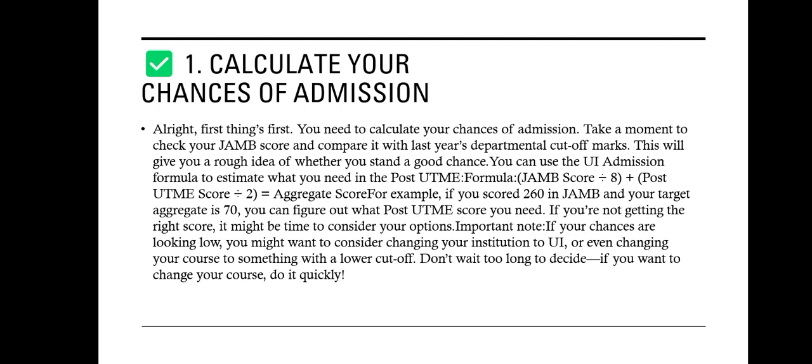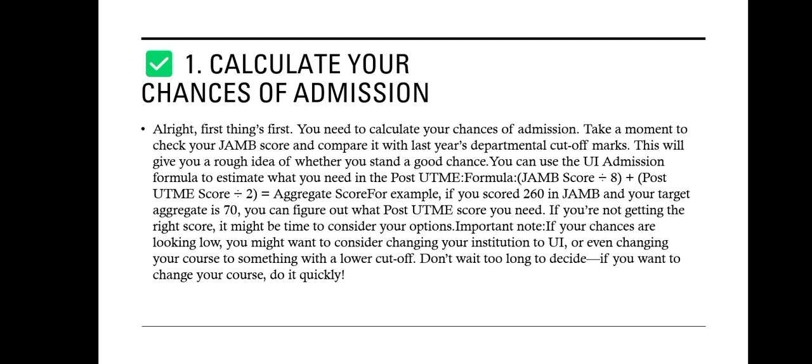Now let's say someone wants to study a particular course whose average aggregate is 70, and the person has 260 in JAMB. What that person will do is divide that 260 by 8. Whatever course you want to study or whatever score you have, that's the same formula you are going to use. You divide the JAMB score you have by 8, and you write it down. Now you have an imaginary Post UTME score that you think you can have in UI Post UTME, and UI Post UTME is over 100.